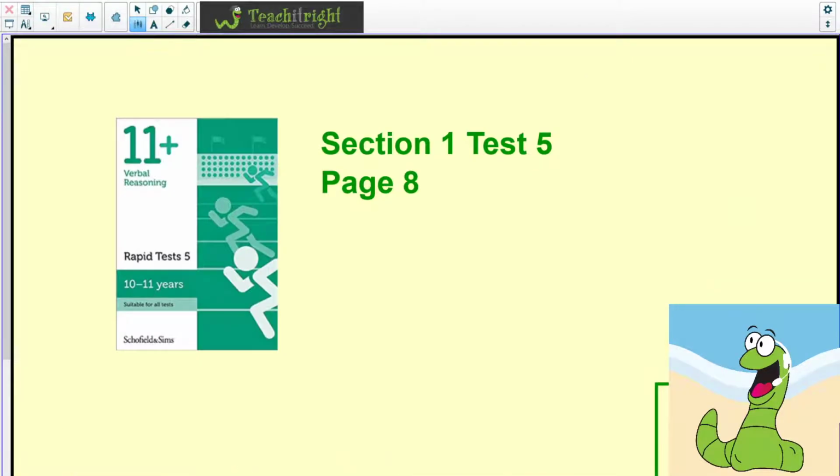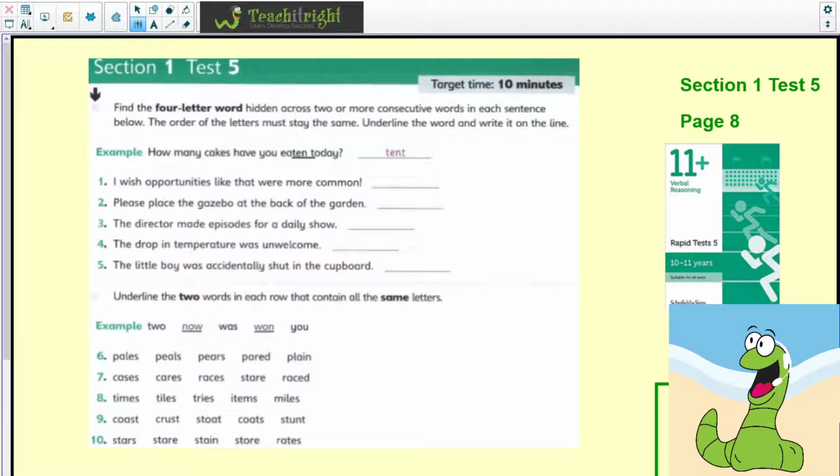Right, let's move on to the next test. And the next test here was section 1, test 5, and we're looking at page 8. So it's the next test in your book. Find the 4-letter word hidden across 2 or more consecutive words in each sentence. The order of the letters must stay the same. Underline the word and write it on the line.